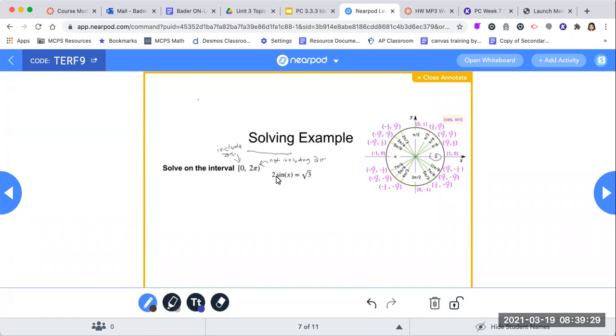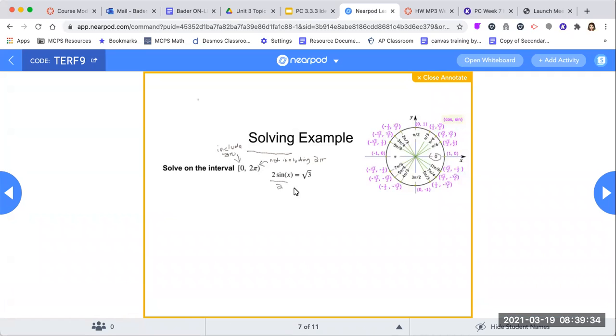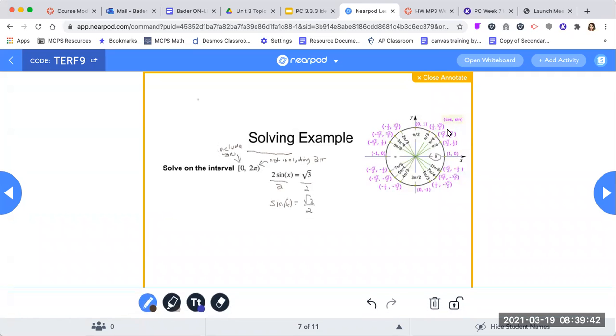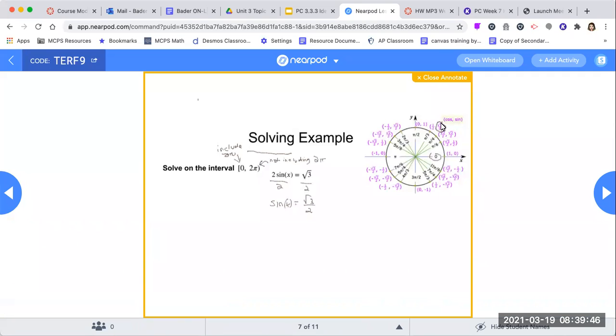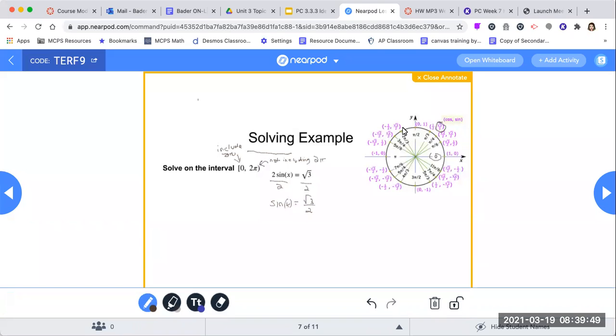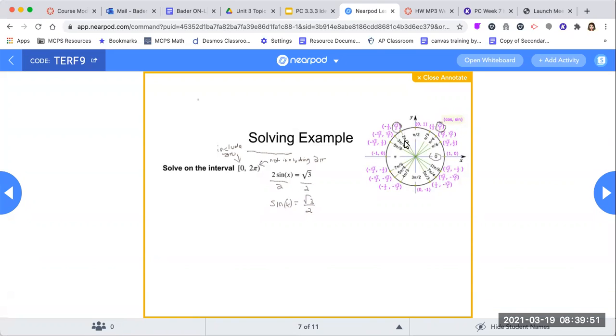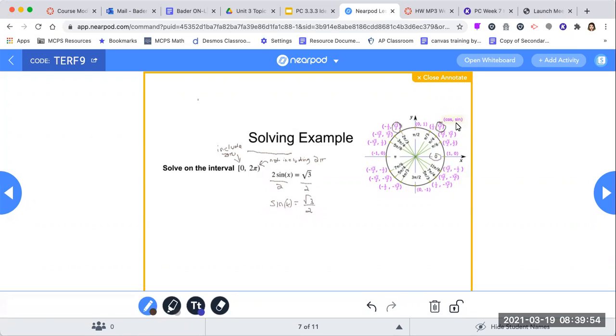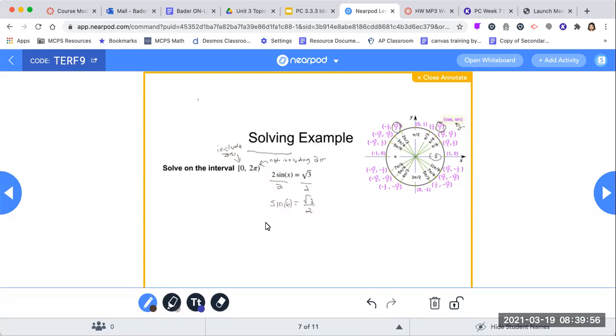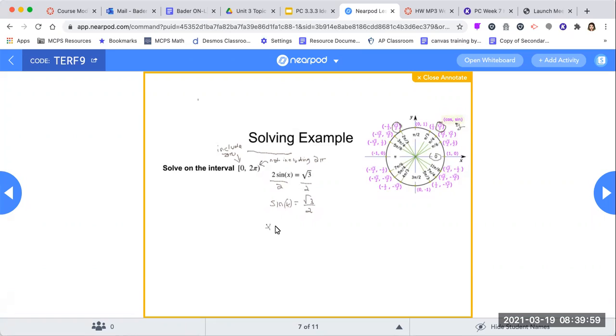Okay, so we have 2 sine of x equals root 3. The first thing we should do is divide by 2. So now we have sine of x is equal to square root of 3 over 2. Now there are 2 wonderful places on the unit circle that have a sine of root 3 over 2, right? You've got right here at pi over 3, and you've got right here at 2 pi over 3. Those both have sines, right? Your y value of root 3 over 2. So our answer is going to be both pi over 3 and 2 pi over 3.